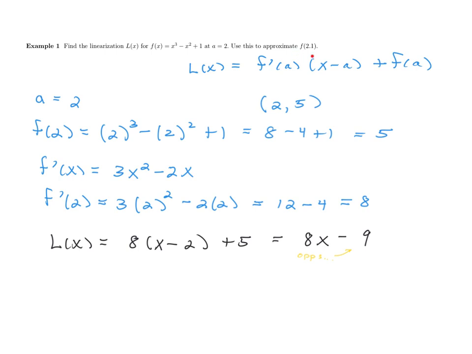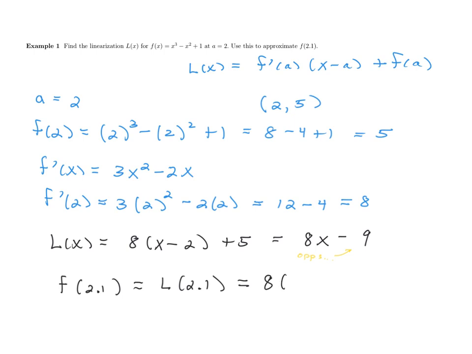I now want to use this to approximate the value of this function at 2.1. So if you want to know f of 2.1, because 2.1 is pretty close to 2, f of 2.1 is approximately equal to the linearization at 2.1. And we have a pretty simple formula that's easy to put the number 2.1 into. You could either put it here or here, depending on which formula you'd like to use. I'm going to use this one here only because 2.1 minus 2 simplifies quickly to 0.1.